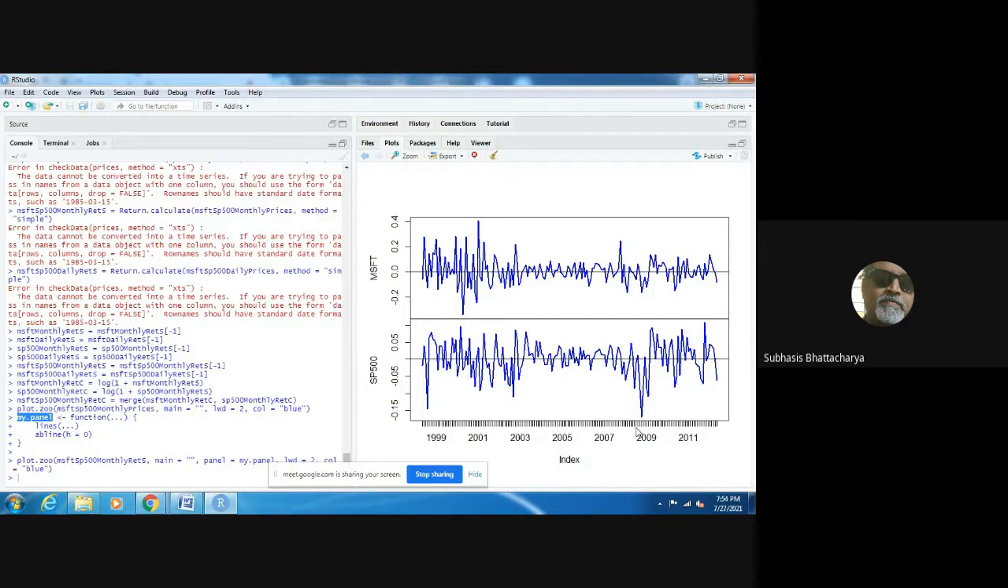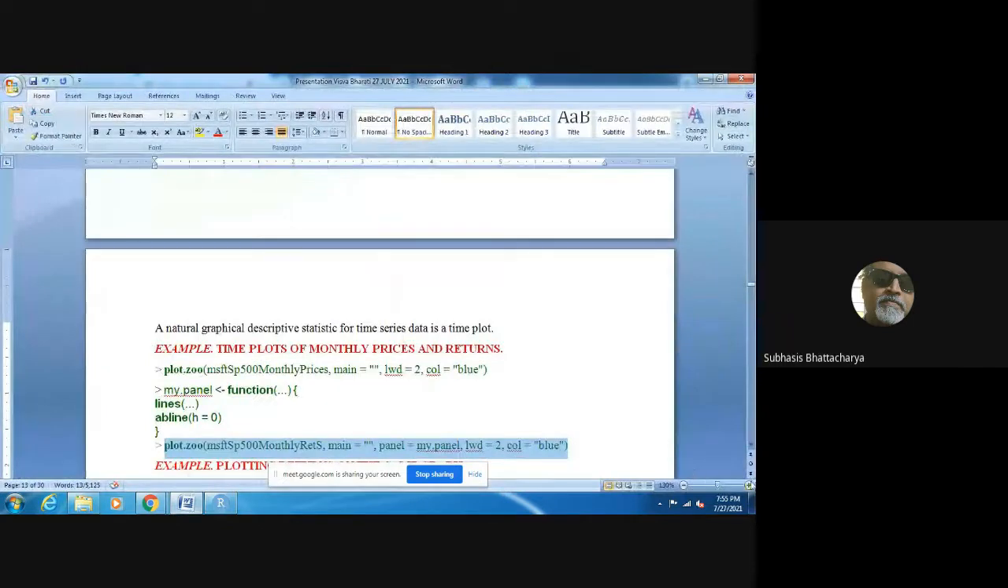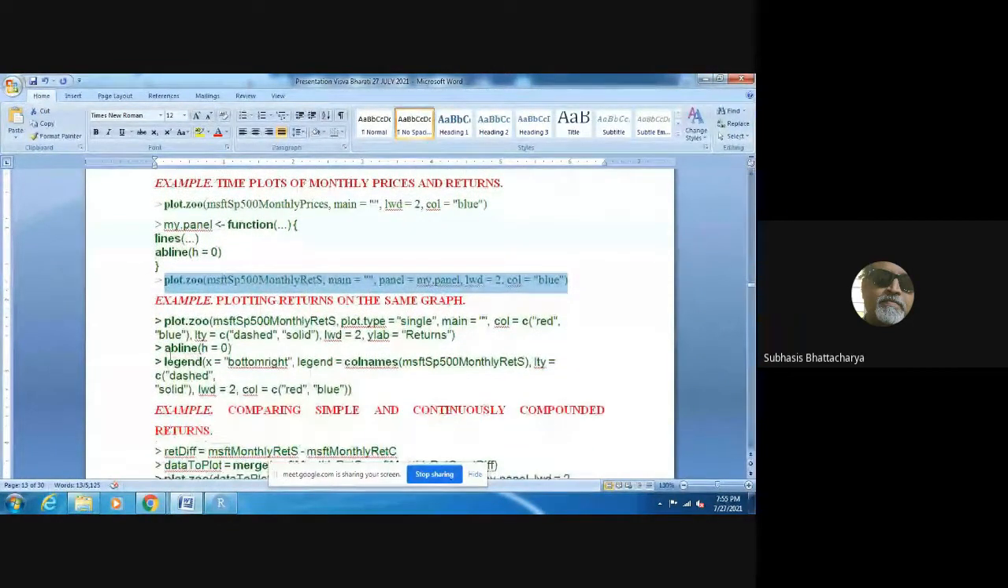So suppose in this R panel we are going to make the volatility more clear. The y-axis scale for Microsoft is much larger than the scale for SP500, because it is minus 0.2 to plus 0.2, while the other is minus 0.05 to plus 0.05. So to compare the volatility, you have to plot the returns in the same graph. This can be done with this one. That means you have to change the axis to the same scale.